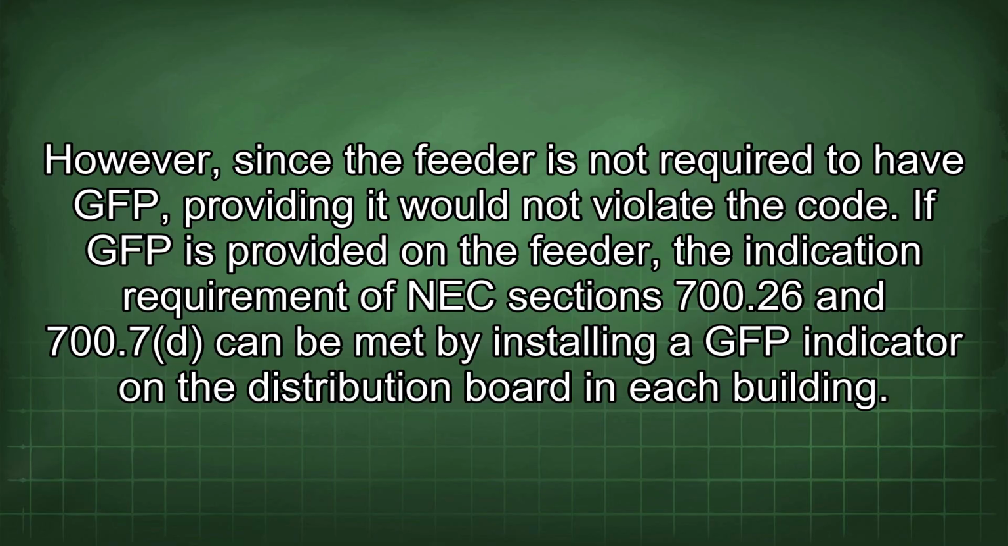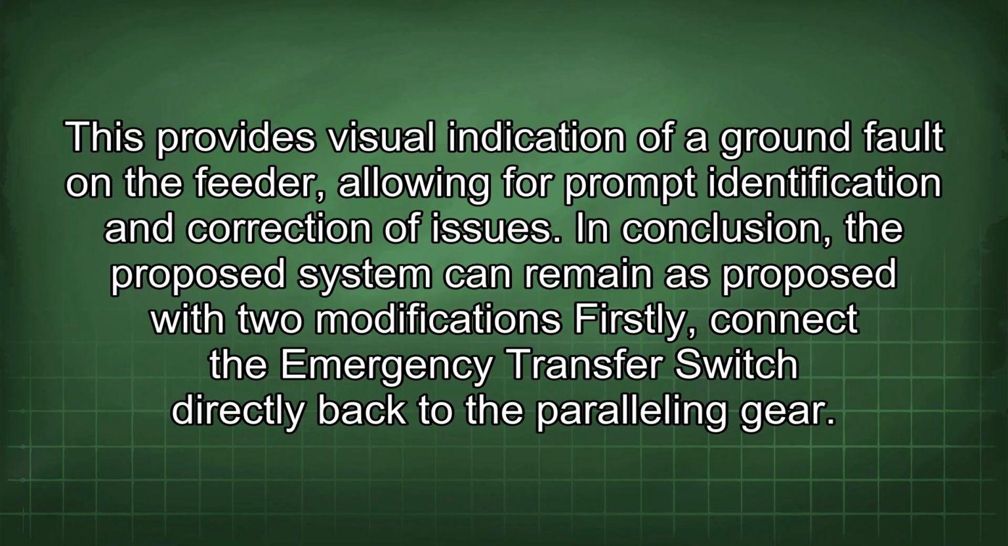If GFP is provided on the feeder, the indication requirement of NEC Sections 700.26 and 700.7 can be met by installing a GFP indicator on the distribution board in each building. This provides visual indication of a ground fault on the feeder, allowing for prompt identification and correction of issues.